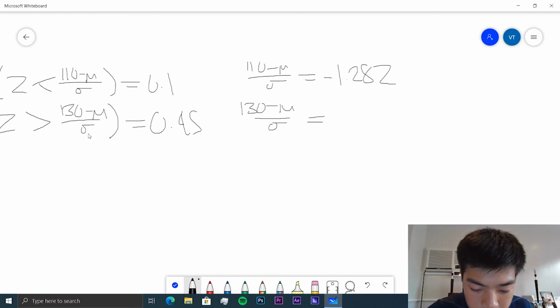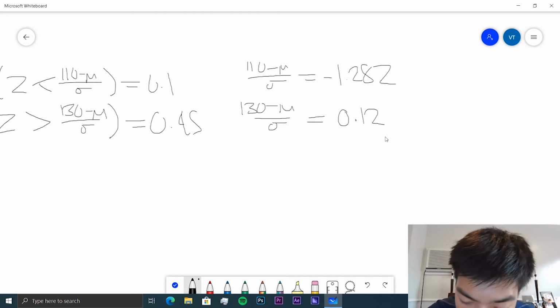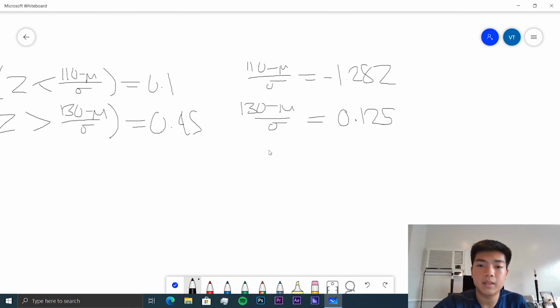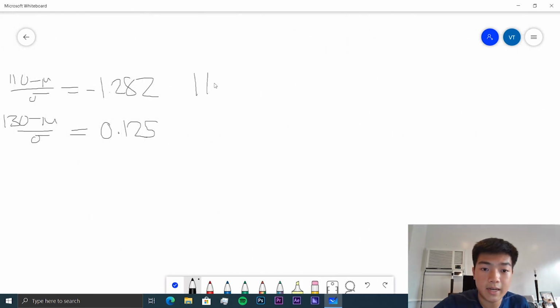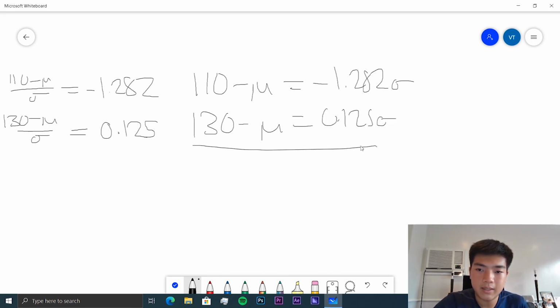where is it? Around 0.125. So rewriting this again, 110 minus the mean is equal to negative 1.282 times the standard deviation. 130 minus the mean is equal to 0.125 times the standard deviation.